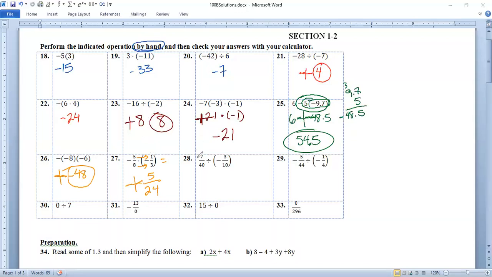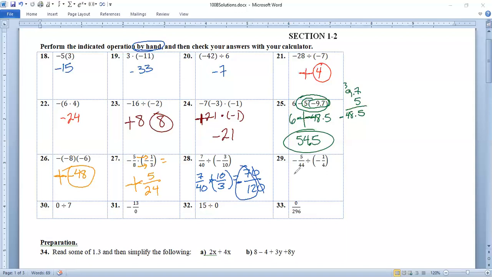All right, number 28, 7/40 divided by negative 3/10. That's the same as 7/40 times negative 10/3. So the reciprocal, and that's a negative. So this is 70 over 120, and there is one negative. So this is a negative 70 over 120. Does that simplify? Yes. Divide top and bottom by 10, and we get negative 7/12.